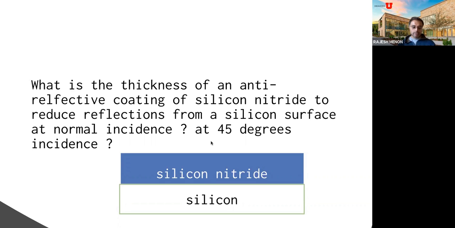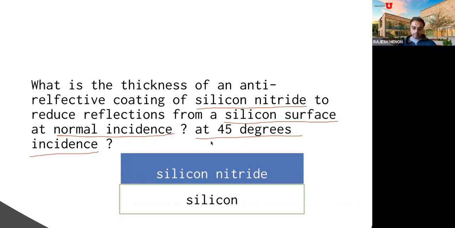So the question is, what is the thickness of an anti-reflection coating of silicon nitride, which, by the way, is a very common material that's used for anti-reflection coatings and is a very cheap material, to reduce reflections from a silicon surface, which is a proxy for a solar cell, at normal incidence, so at 0 degrees. And then the trick question is, what happens at 45 degrees incidence? Okay, let's do the normal incidence first.